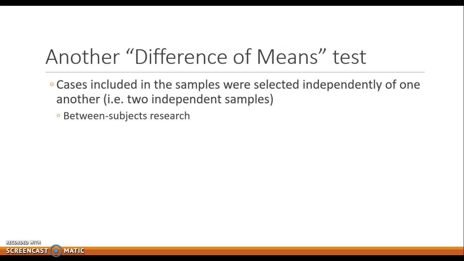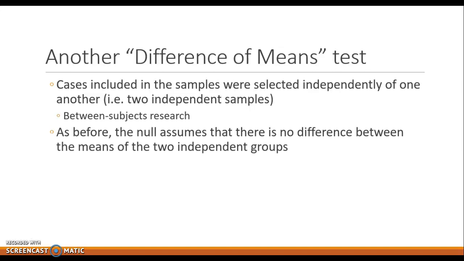So it's independent samples. Now, one thing that has not changed is the null hypothesis, because in the same way as with the related groups, the null hypothesis says there is no difference between the means of the two groups. That's what we're assuming. That's what we're checking to see whether or not it's actually true.